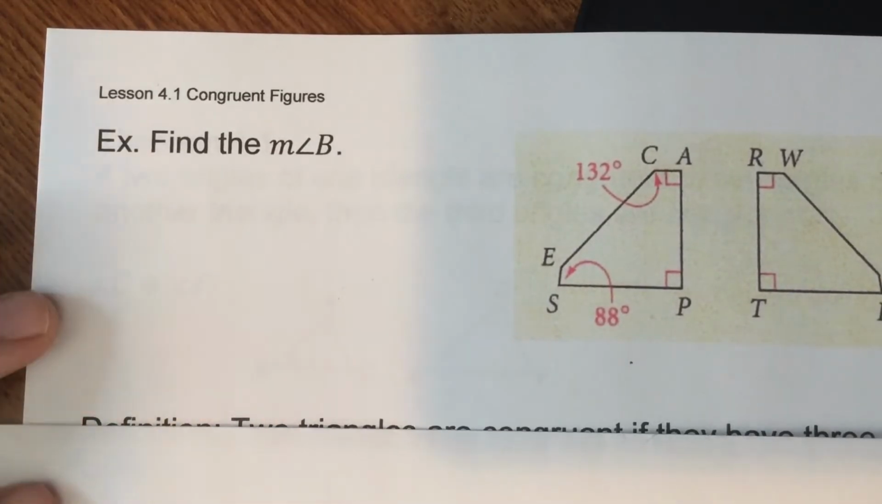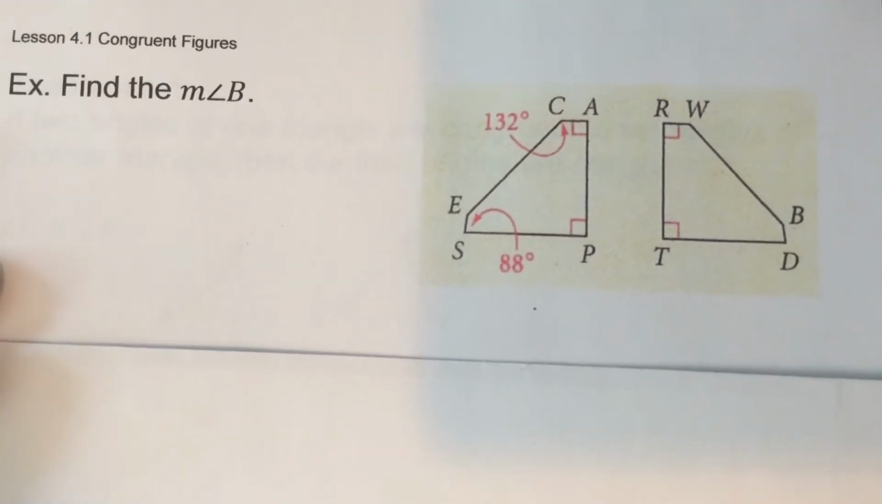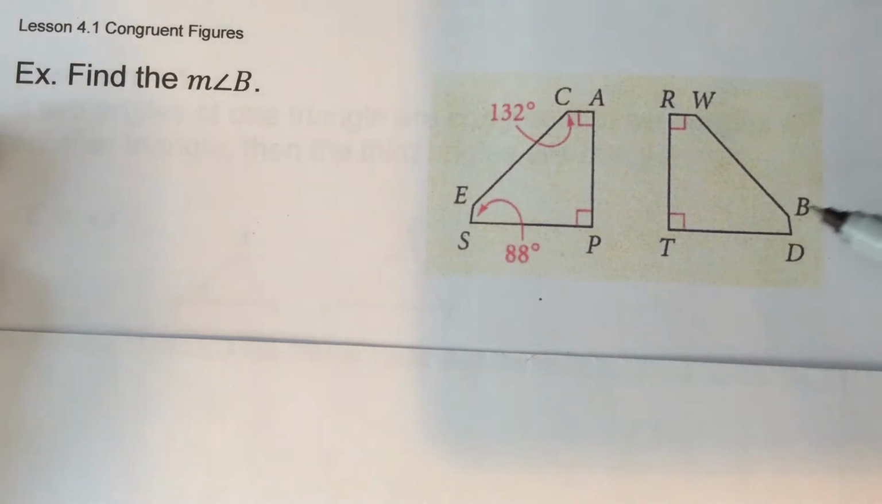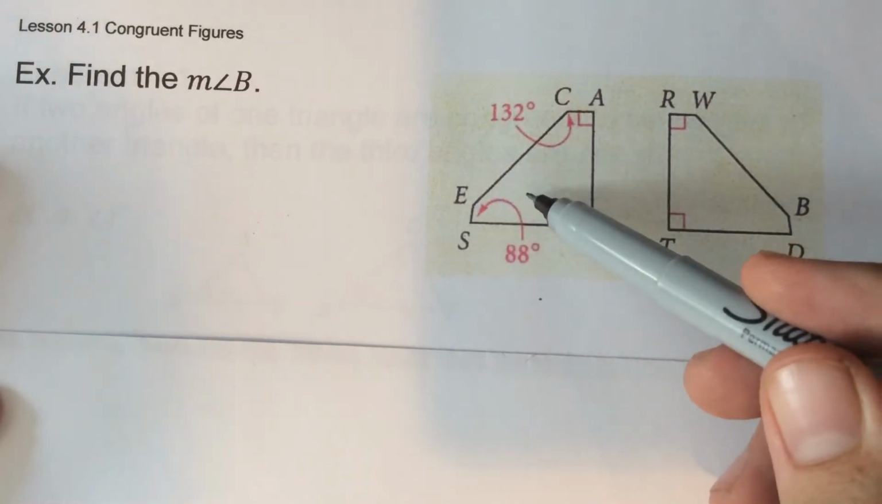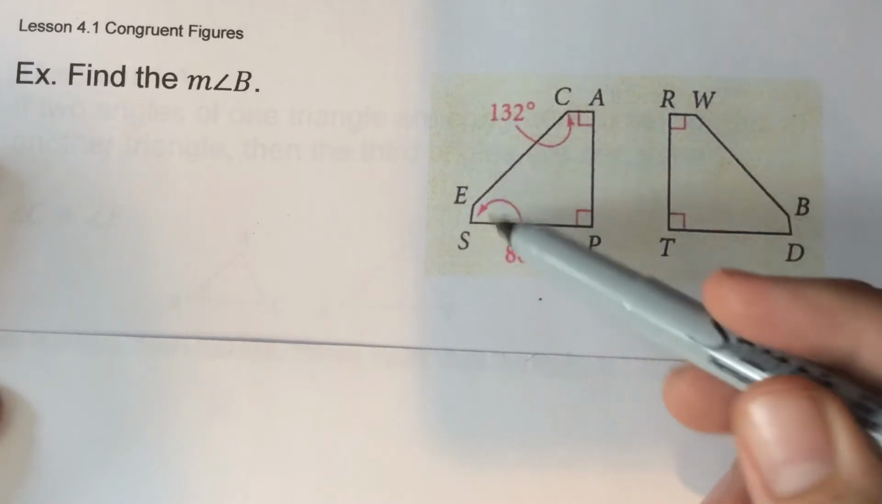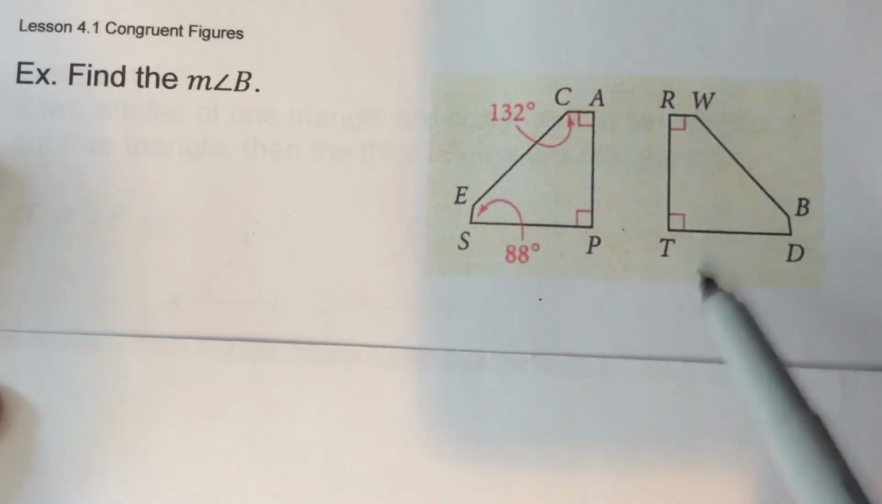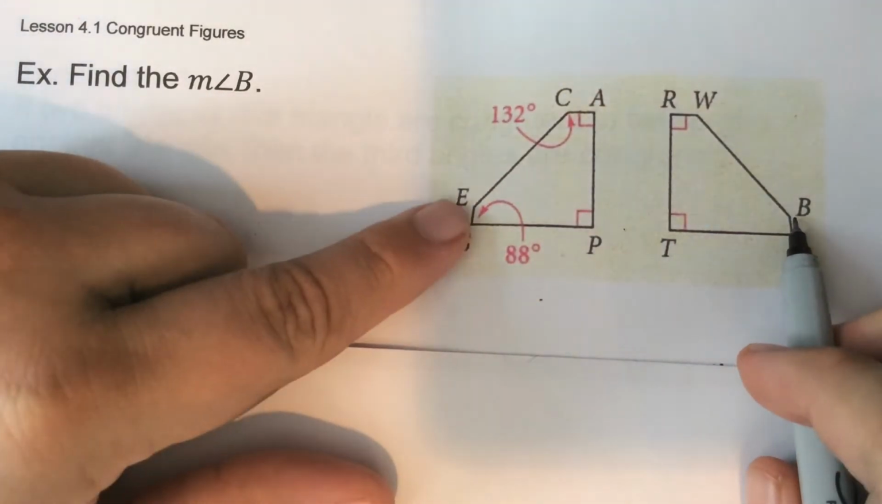Now, here's where congruent parts could help us solve some things out. So we're dealing with two shapes here. We're going to try to find the measure of angle B. Right now, B is out here by itself, and we have no other measurements with it. However, this identical shape on the other side has these different angle measurements that we're going to be able to find. Now, B and E is what would match up.